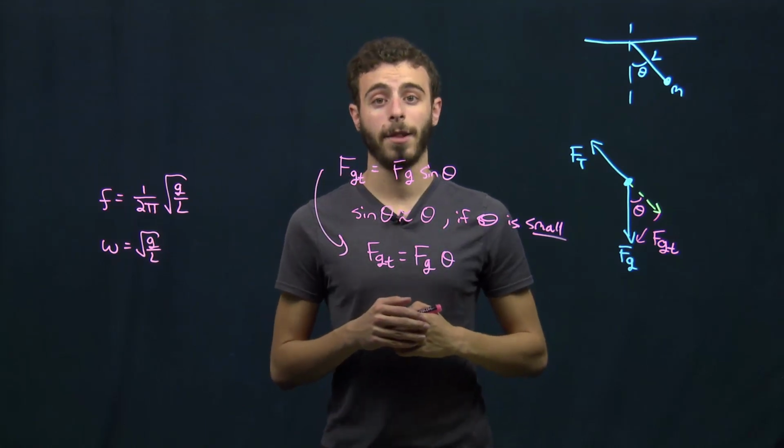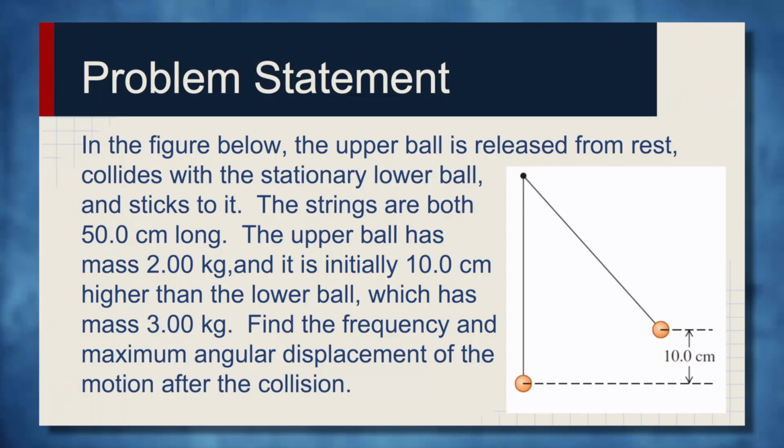So let's go ahead and look at the problem statement. In the figure below, the upper ball is released from rest, collides with the stationary lower ball and sticks to it. The strings are both 50 centimeters long. The upper ball has a mass of 2 kilograms and is initially 10 centimeters higher than the lower ball, which has a mass of 3 kilograms. Find the frequency and maximum angular displacement of the motion after the collision.